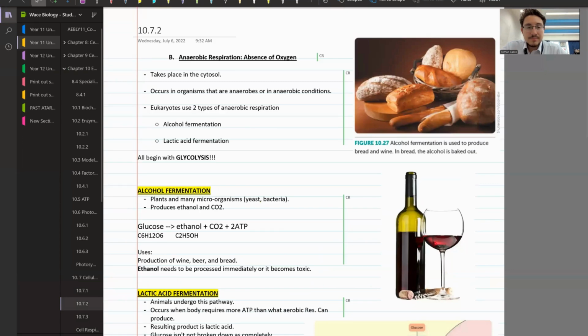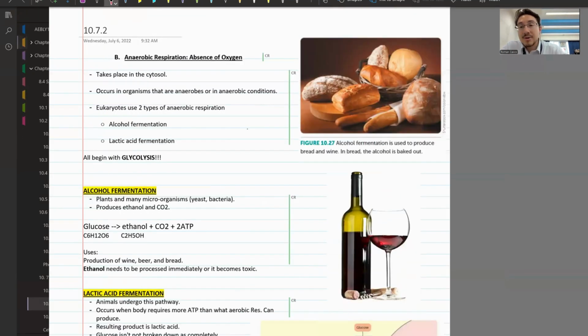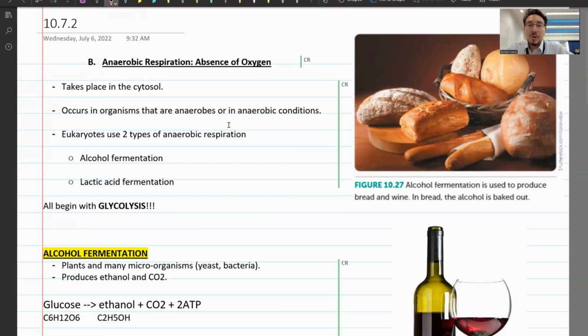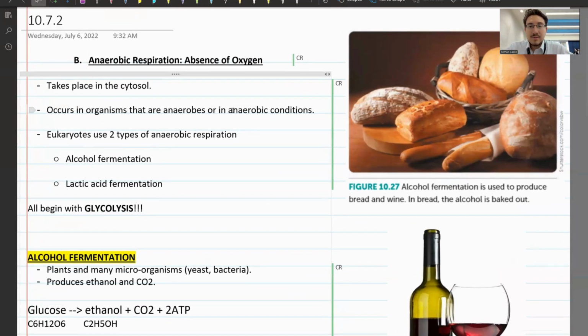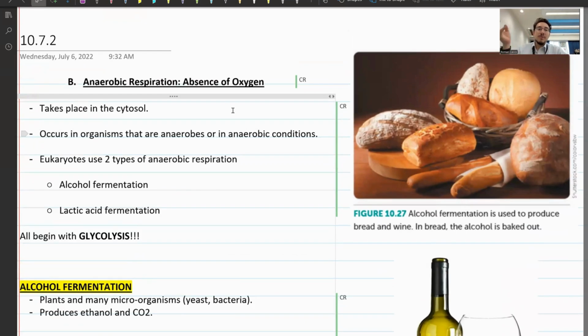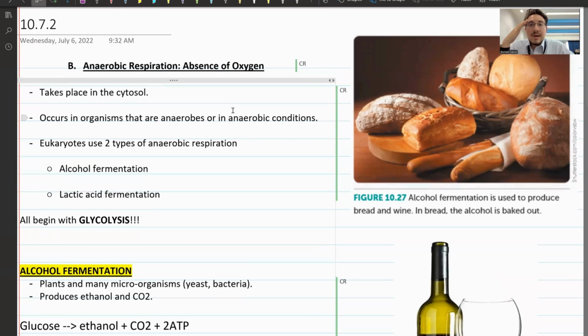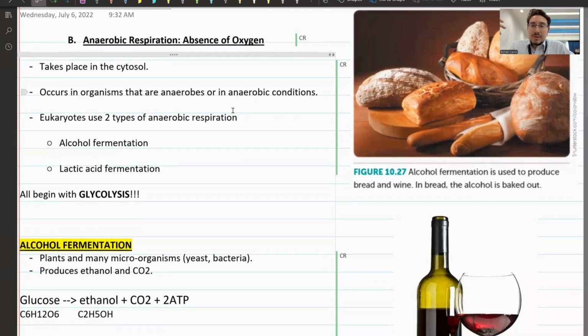Okay, good. All right, let's take a look at anaerobic respiration. What happens when you don't have oxygen? There's two processes that you could undergo, depending on the organism, if you're a bacteria or a fungi, or animals, right? Anaerobic respiration occurs if there isn't any oxygen, like I mentioned, and it occurs in the cytosol, right? And these organisms, they're referred to as anaerobes, or they're in anaerobic conditions.